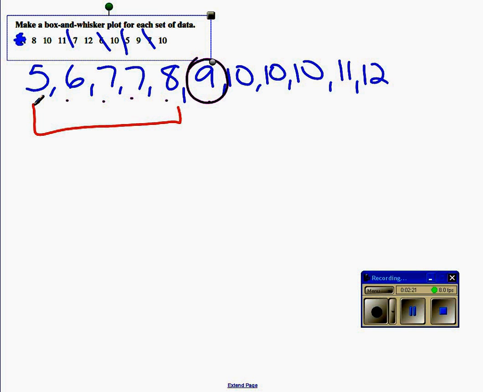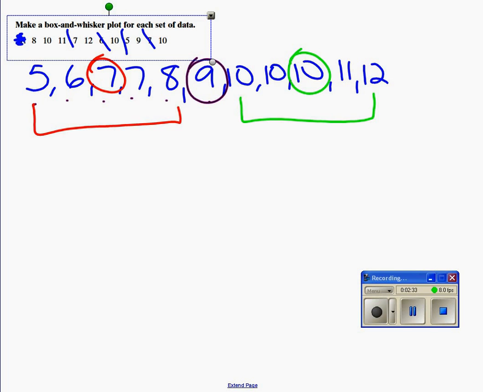After you find the median, you then find the median of everything less than the median. So if we look at all these numbers from 5 through 8, we find the median of that, we get 7. We do the same thing on the right side. So the median over here is going to be 10. The last 2 points we care about are the minimum and the maximum. So that's going to be 12 and 5.